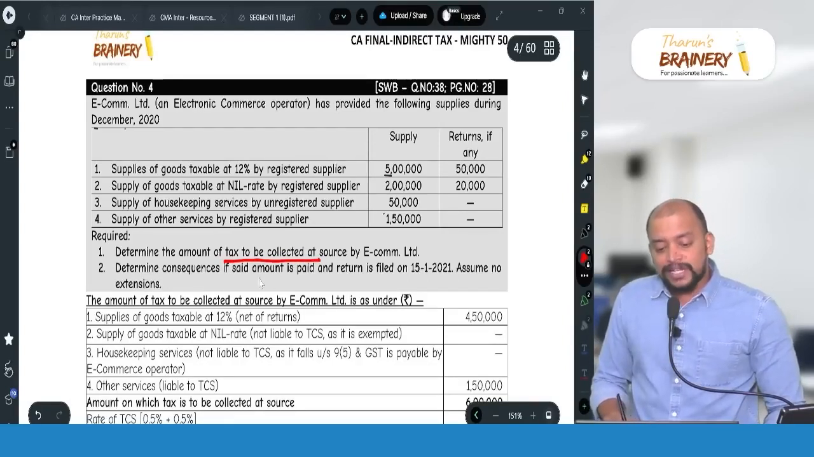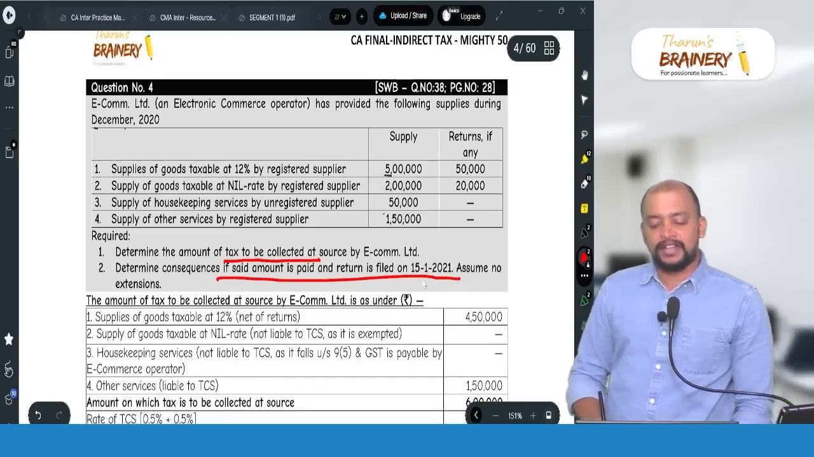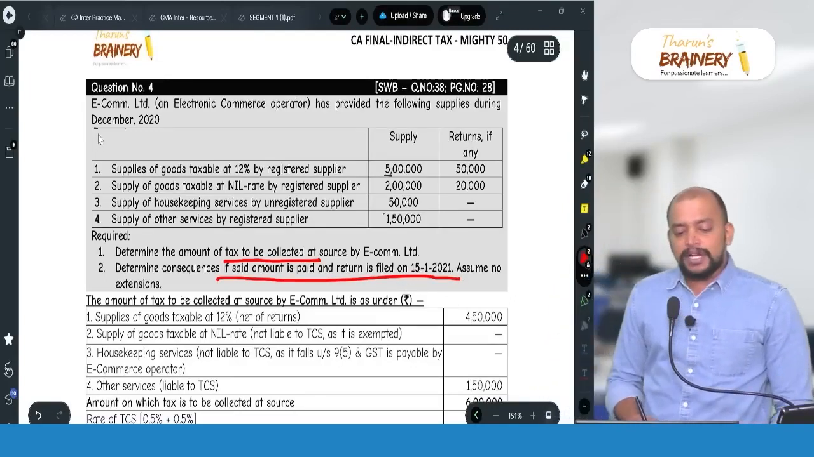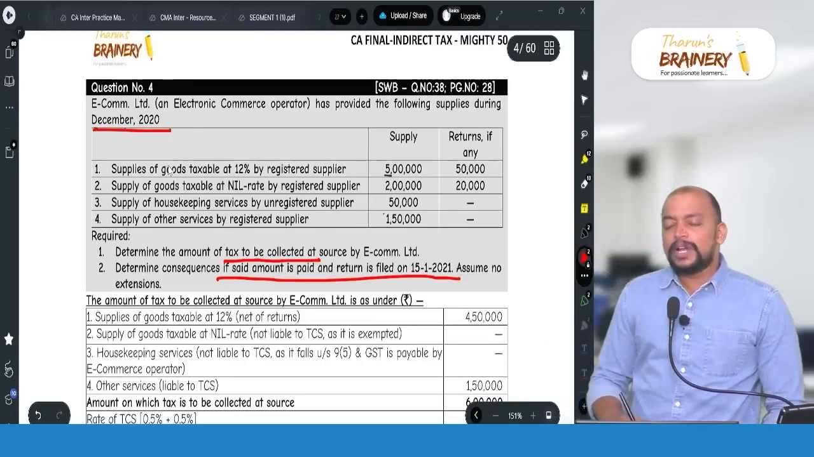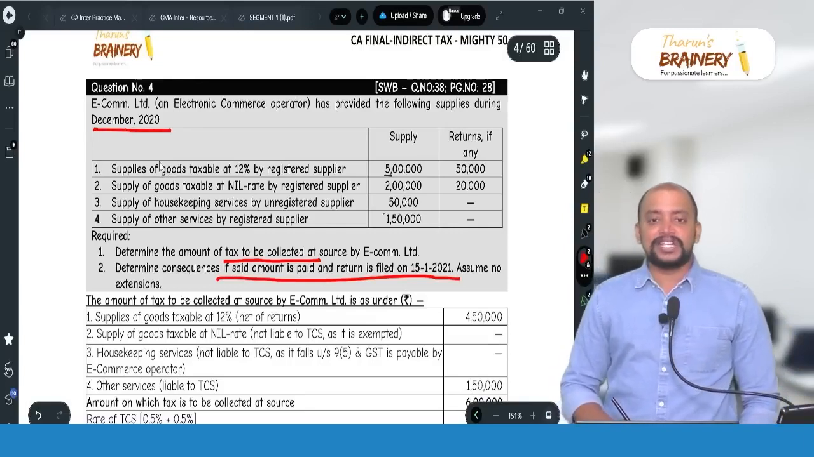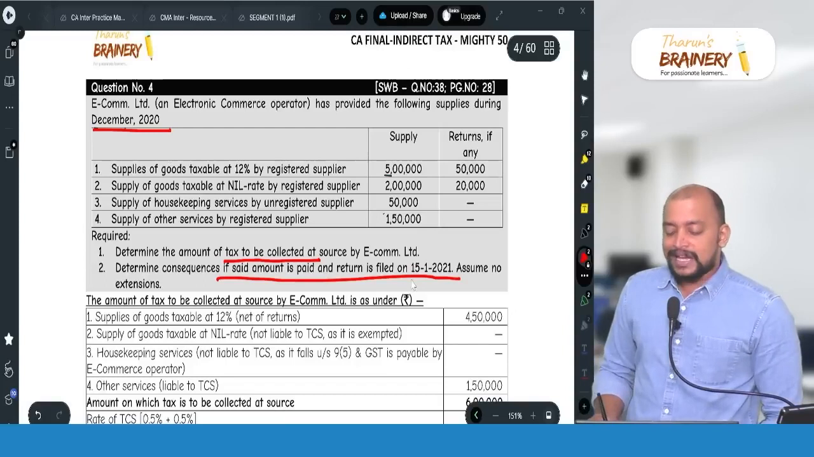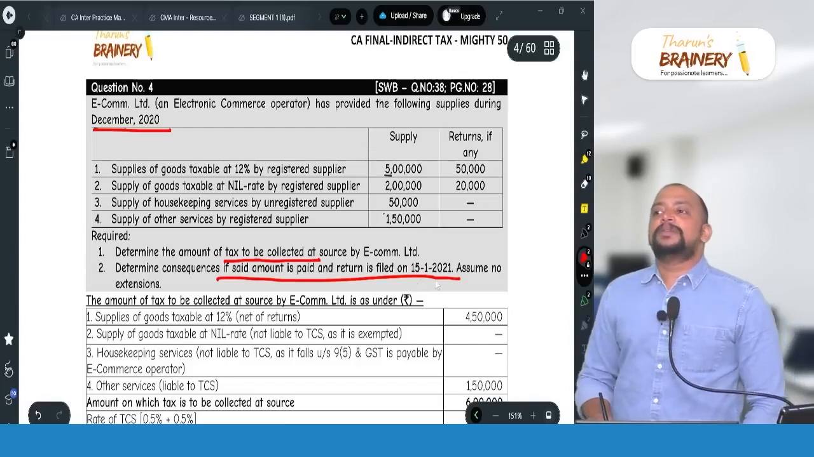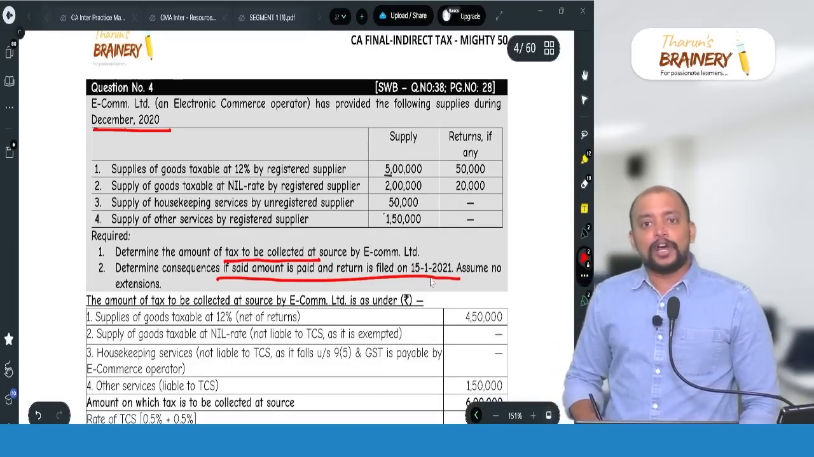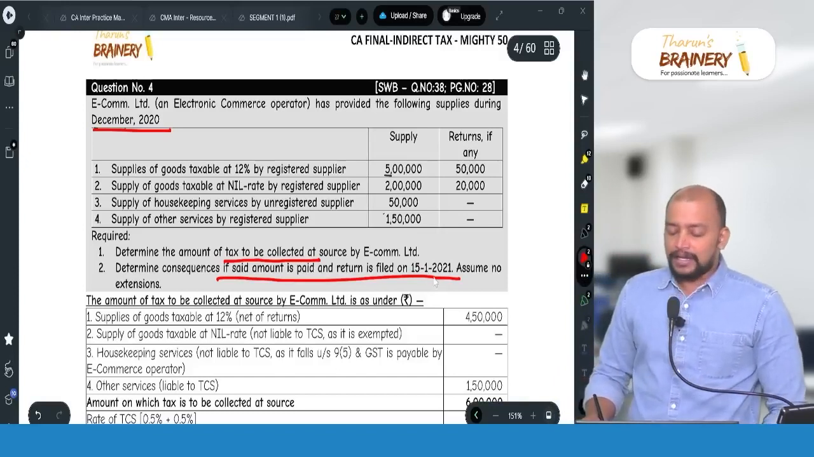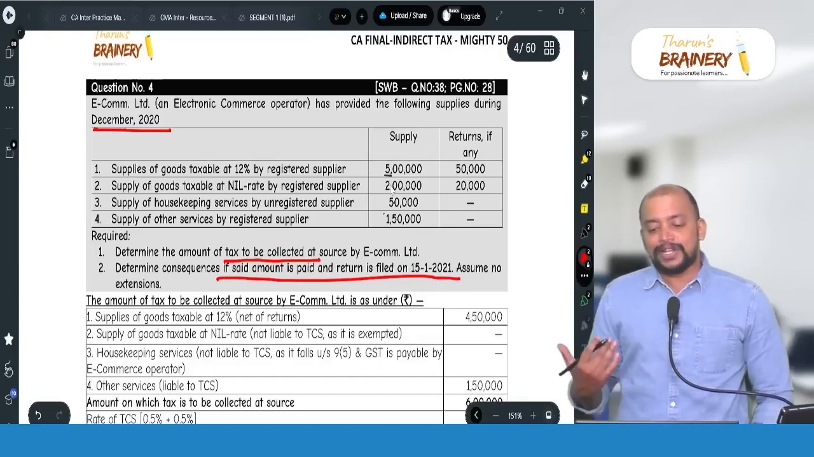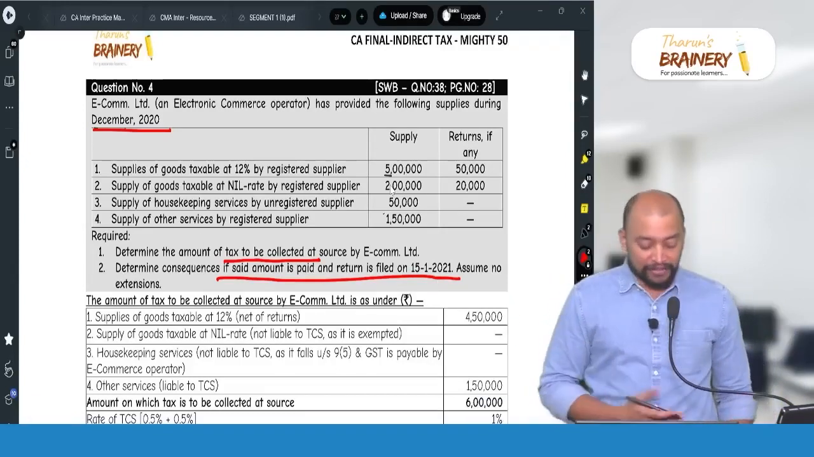Determine the consequences if the said amount is paid and return is filed on 15-1. Because for December 2020, the due date of filing the TCS return GSTR 8 is the 10th of the following month, and they are filing on the 15th. So there will be a late fee, and there will also be interest. Now, first we need to compute the TCS. Now read that point carefully.